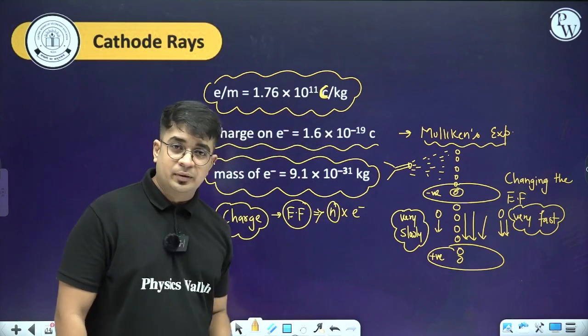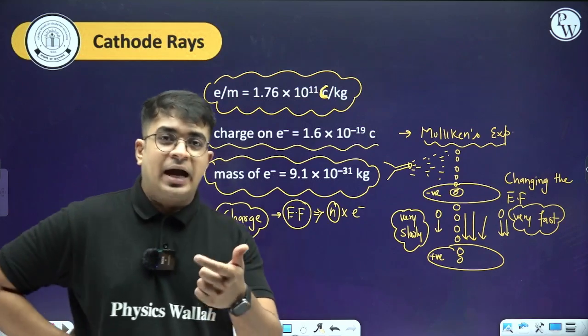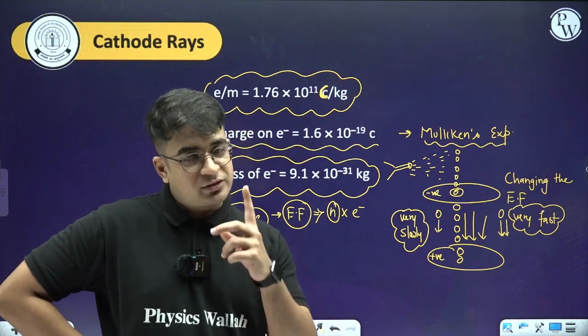It is a whole number multiple, because we know that every type of atom, if I talk about the hydrogen atom, has only 1 electron.